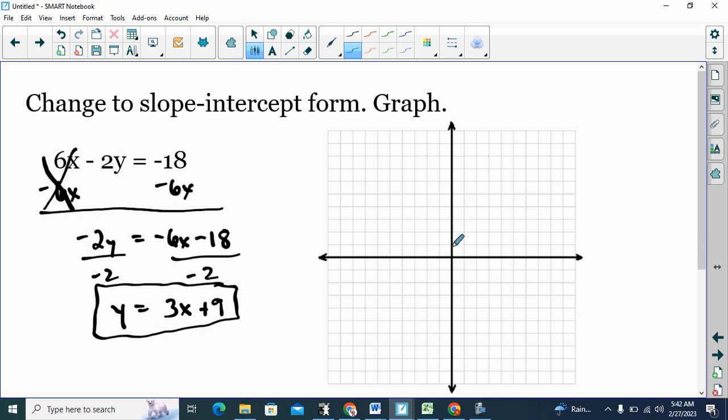To graph y equals 3x plus 9, we go up to 9 on the y-axis. We always graph the y-intercept first, and then the slope. Our slope is up 3 over 1. We can also go down 3, left 1 to be on that same line. And once we have plenty of points there, we can draw our graph.